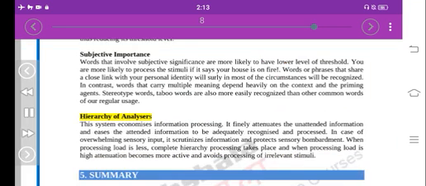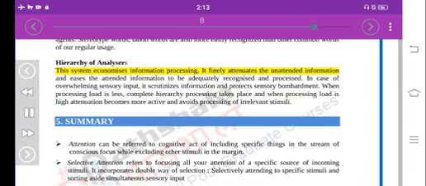Hierarchy of analyzers. This system economizes information processing. It finally attenuates the unattended information and eases the attended information to be adequately recognized and processed. In case of overwhelming sensory input, it scrutinizes information and protects against sensory bombardment. When processing load is less, complete hierarchy processing takes place, and when processing load is high, attenuation becomes more active and avoids processing of irrelevant stimuli.